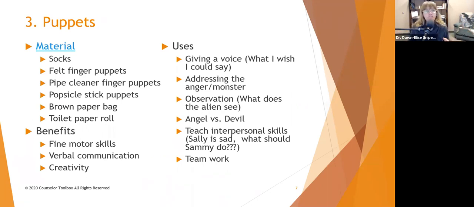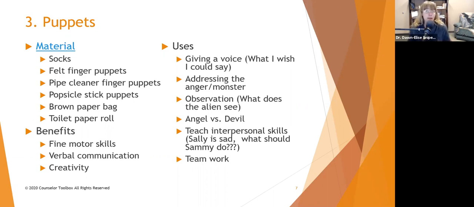You can make felt finger puppets, and some of these you can even order offline where they are ready to be decorated. But it's not hard to make a felt finger puppet. You cut a rectangle, you flip it over, and you staple it, or you glue, or you whip stitch it shut, and voila, you've got a finger puppet that you can start decorating.